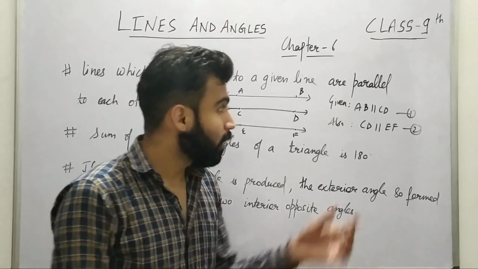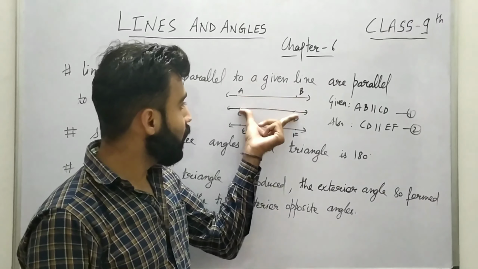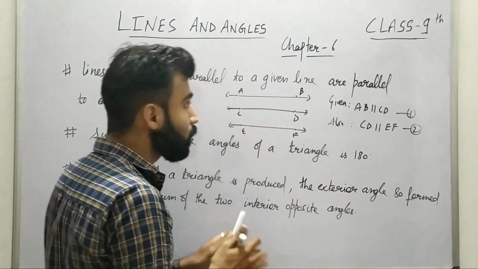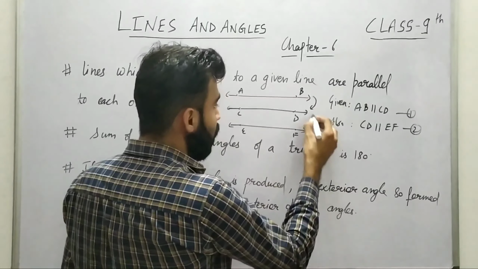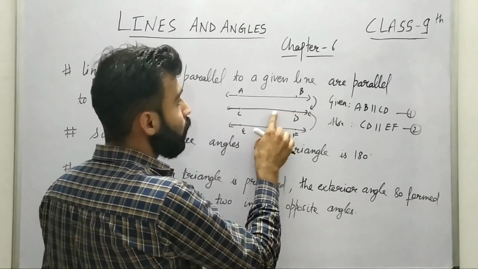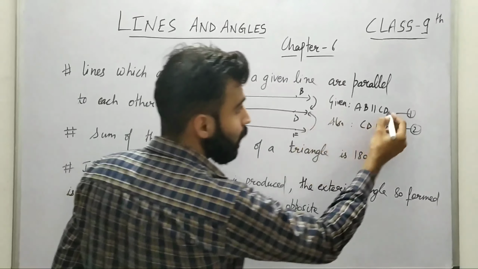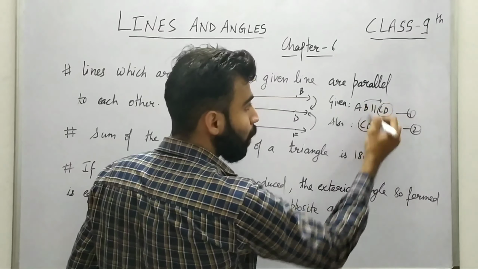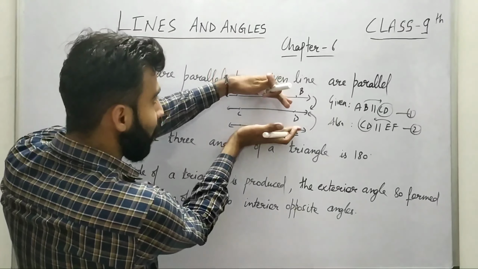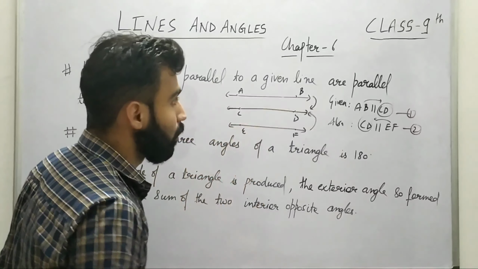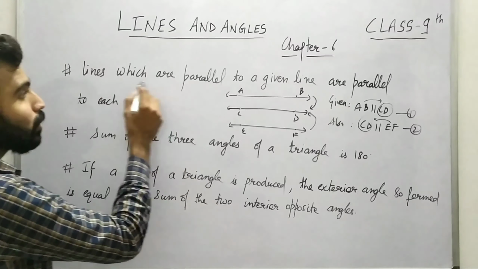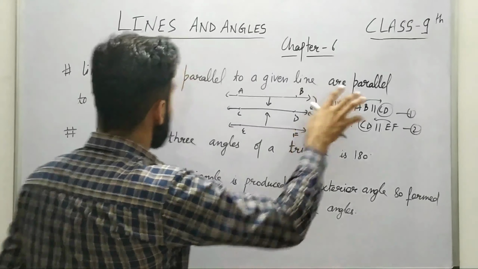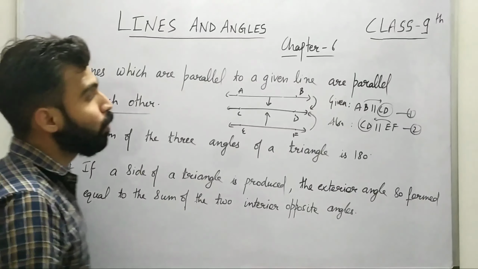Now you will see that AB is parallel to CD, it is given to us, and also CD is parallel to EF. That means both AB and EF are parallel to the same line. Both lines are parallel to a common given line, right? So here it is written that lines which are parallel to a given line are parallel to each other.